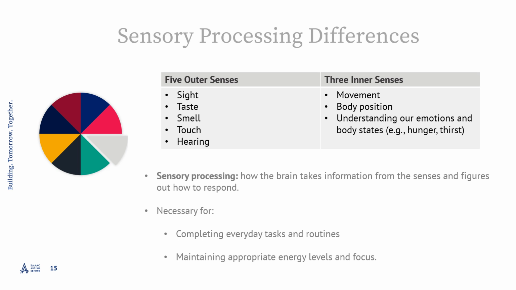Sensory processing is necessary for completing everyday tasks and routines, maintaining our energy level, and focusing. And sensory processing is involved in everything we do. For example, if a client needs to put on their jacket to go out for a walk, they first need to be able to hear the instructor tell them that it is time to leave. Then they need to visually notice their jacket and coordinate their body to move towards it.